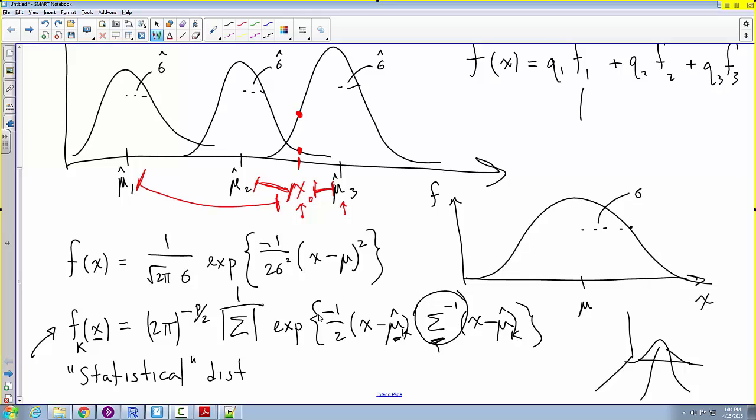Statistical distance, which is x minus mu k transpose sigma inverse x minus mu k hat. And you could square root that. That's a distance. It is the Euclidean distance, except that capital sigma inverse in the middle is weighting things to allow for differences in scale and also to accommodate correlation. I mean, it's interesting. I claim it's interesting.